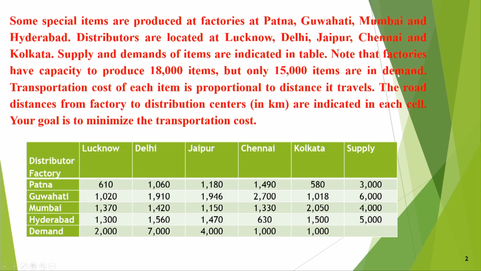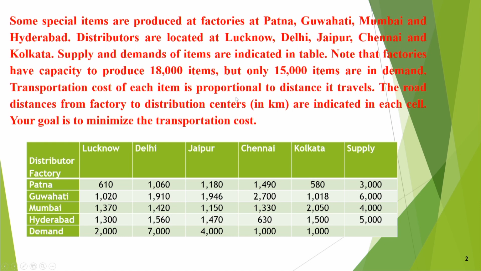Note that factories have capacity to produce 18,000 items. Just see that supply from Patna is 3,000, from Guwahati 6,000. So, 3, 6, 9, 4, 13, 5, 18. But only 15,000 items are in demand. Lucknow demands 2,000, Delhi 7,000, so 2, 7, 9 plus 4, 13 plus 14, 15. So, demand is only 15,000. Therefore, we have to make some dummy destination.